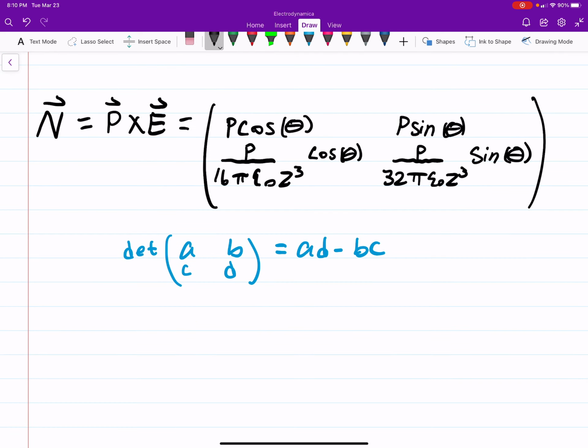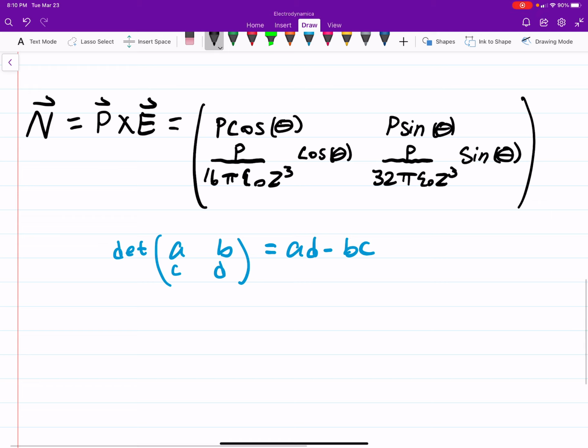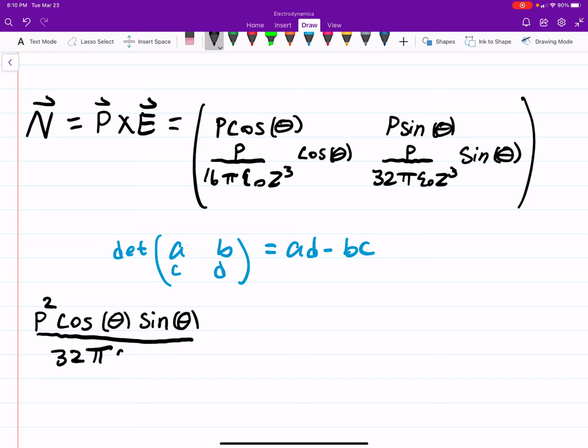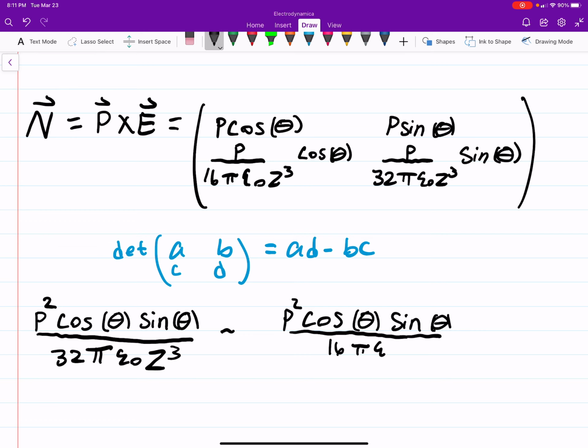Okay, so now all we have to do is go through and multiply this. So what do we get? We get P squared cosine theta sine theta, all divided by 32 pi epsilon naught z cubed, minus P squared cosine theta times sine theta, all over 16 pi epsilon naught z cubed.